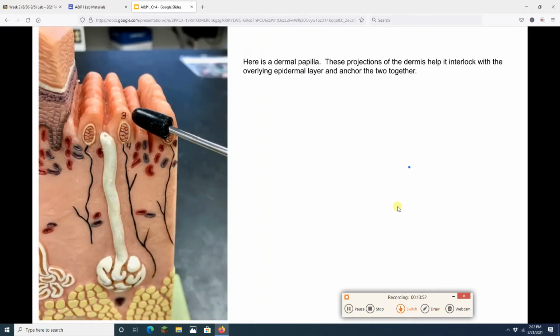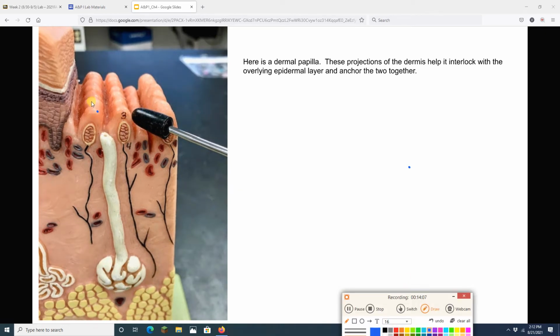Let's keep on going. Oh, awesome. I love this part of the model here. What they've done here is they've ripped off the epidermis to show you the bumps or the papillae of the dermis. So each of these bumpy things here is a dermal papilla. Many of them are dermal papillae. And they're going to help interlock with the overlying epidermis, giving a stronger connection between the two.